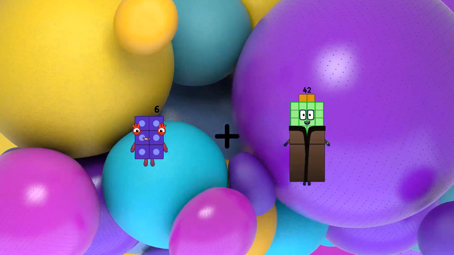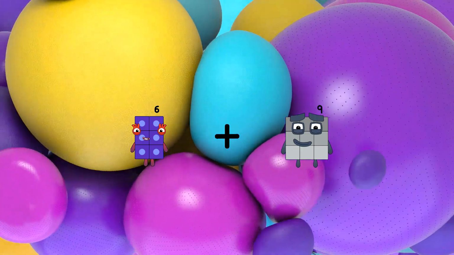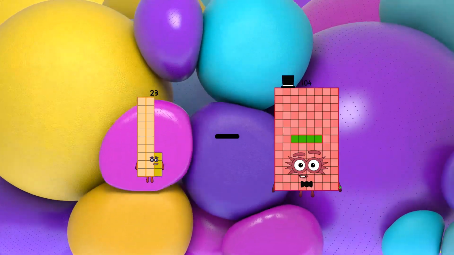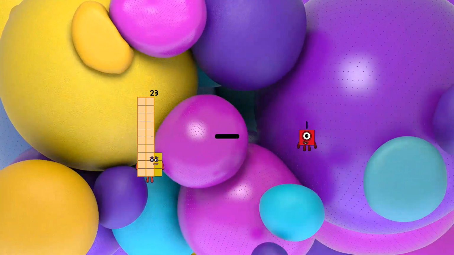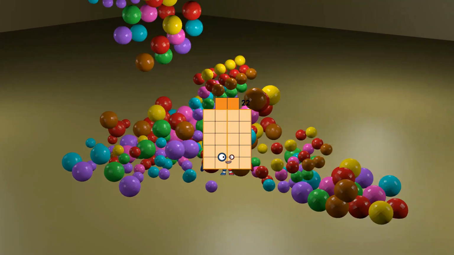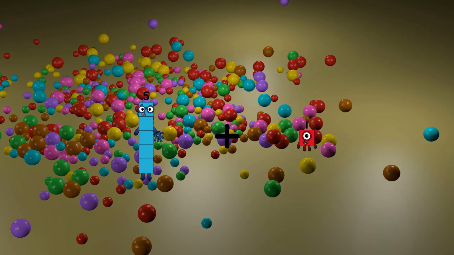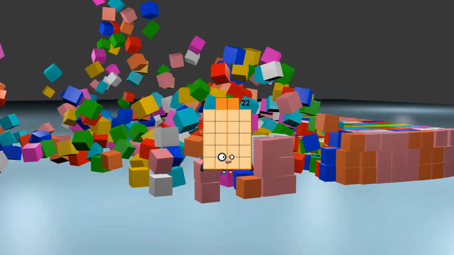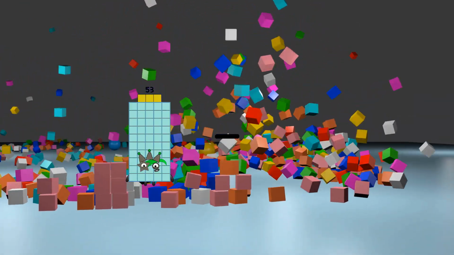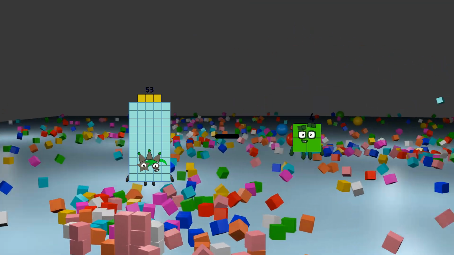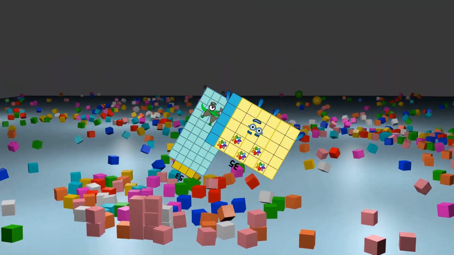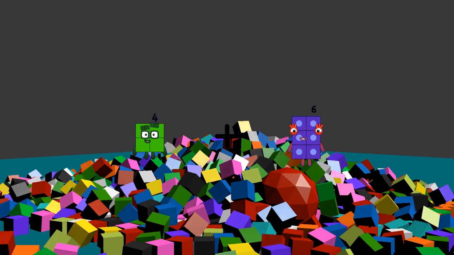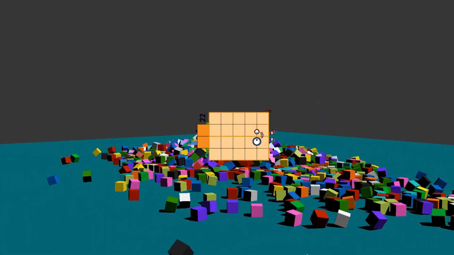6 plus 9 equals 15. 23 minus 1 equals 22. 5 plus 17 equals 22. 53 minus 35 equals 18. 4 plus 22 equals 26.